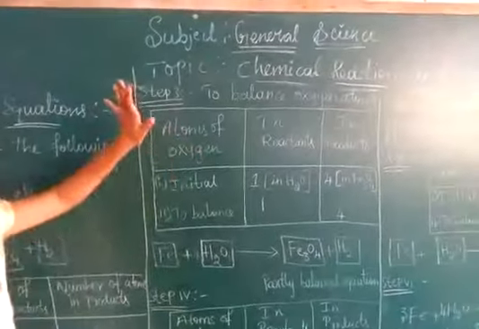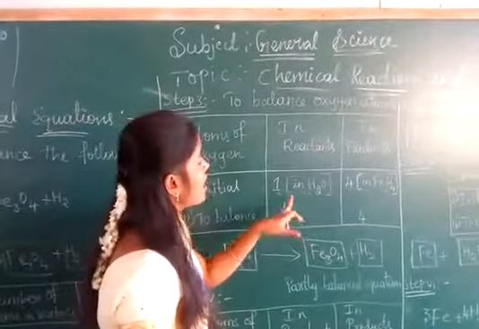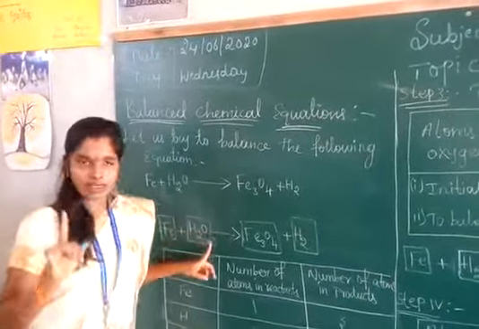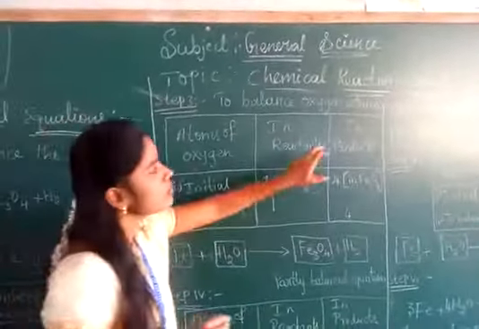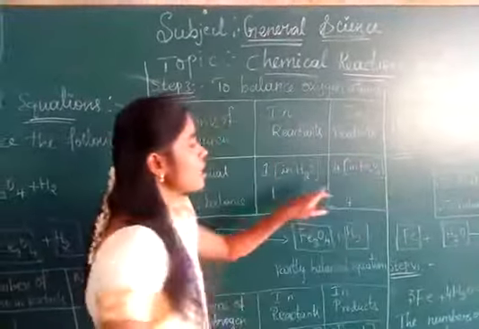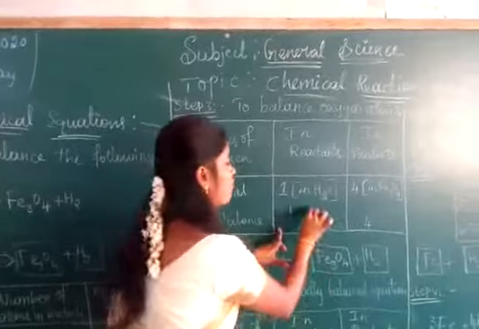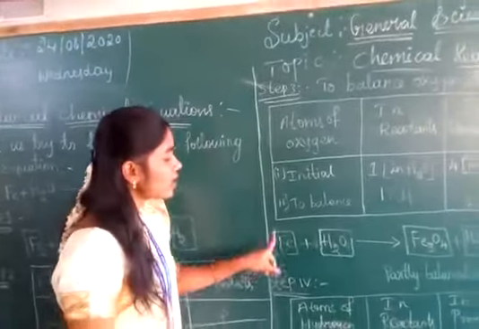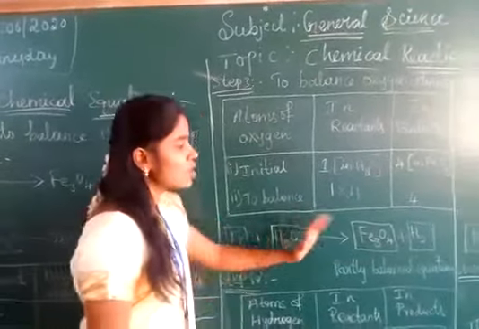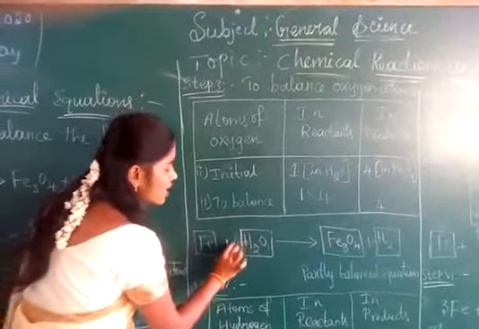To balance oxygen atoms, first we list atoms of oxygen, initial and to balance. Initial means on the reactant side, how many oxygen are there? Only one, so I have written 1. And on the product side, how many oxygen are there? 4, in Fe3O4. So we have to consider the maximum. Here only 1 is there, so we have to multiply with 4. Which side are we balancing? The reactant side, because on the product side we have 4 oxygen, so here we write 4.